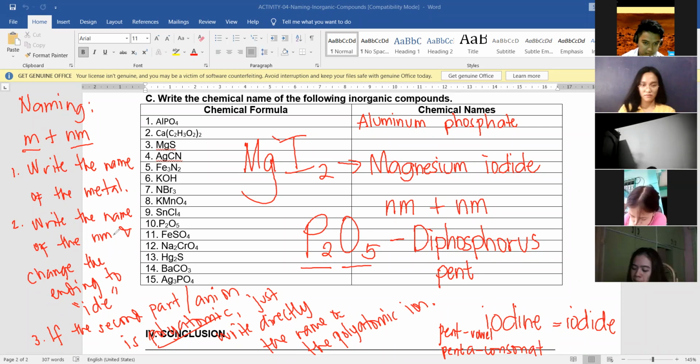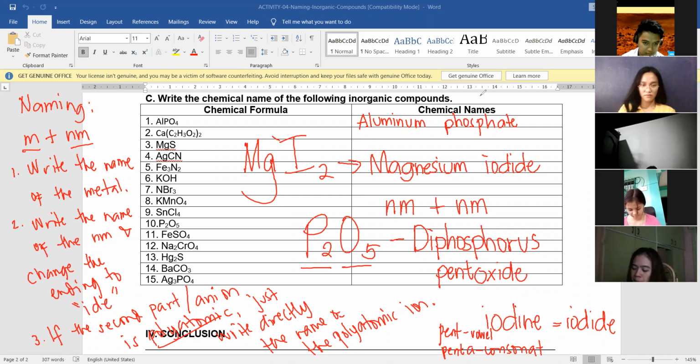Same rule: you write the name of the second non-metal but change the ending to IDE. So instead of oxygen, we write oxide. This is the correct chemical name of P2O5: diphosphorus pentoxide. It is pent only because O is the starting letter. If it is a consonant, it is penta, like pentachloride, since C is its start. If it is a vowel, just use pent. Then attach the name of the element. For the second element, always change the ending to IDE, except for polyatomic ions.